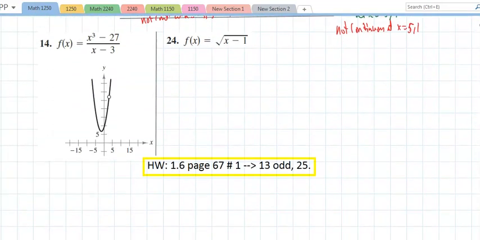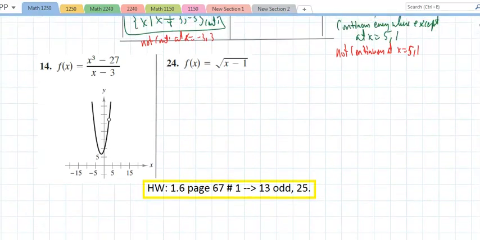If I look at number 14 and the graph is given, do you see there's a hole? Do you see, if I trace the graph left to right, by the time I reach this point, I have to lift my marker off the board right there and jump. So that is not continuous at x equal 3. And we could tell right there.